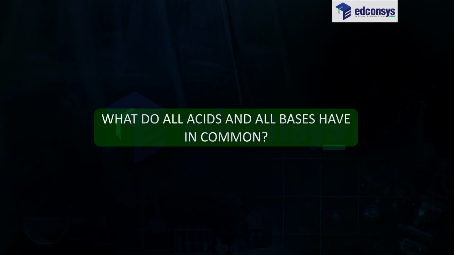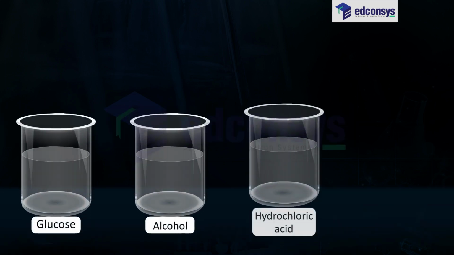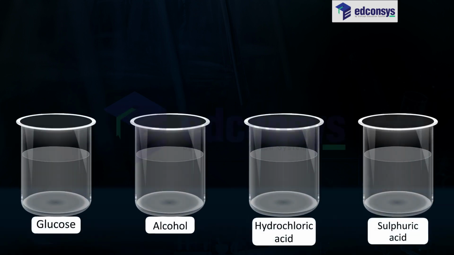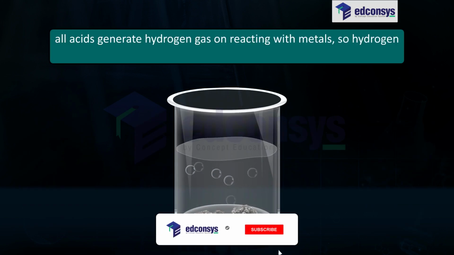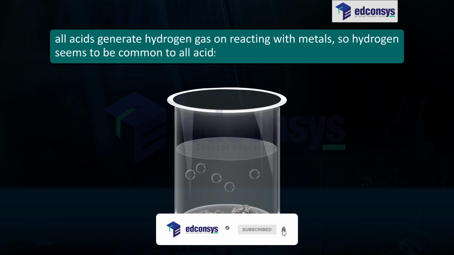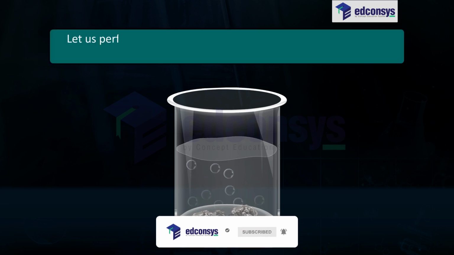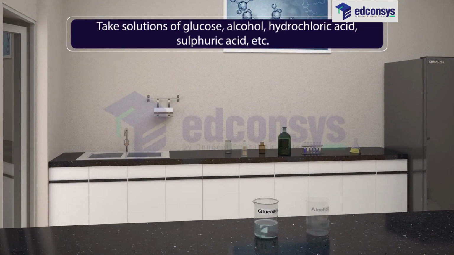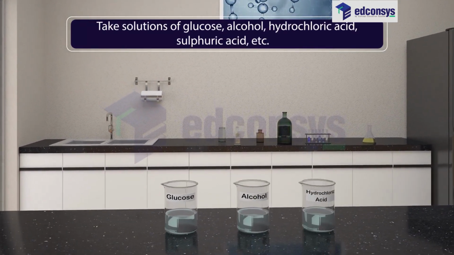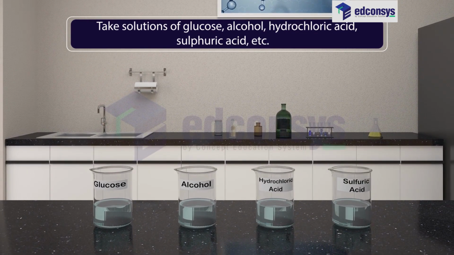What do all acids and all bases have in common? All acids have similar chemical properties. All acids generate hydrogen gas on reacting with metals, so hydrogen seems to be common to all acids. Let us perform an activity to investigate whether all compounds containing hydrogen are acidic. Activity. Take solutions of glucose, alcohol, hydrochloric acid, sulfuric acid, etc.